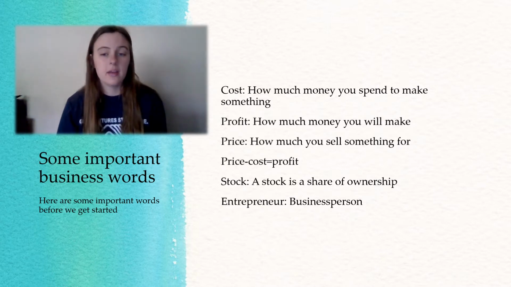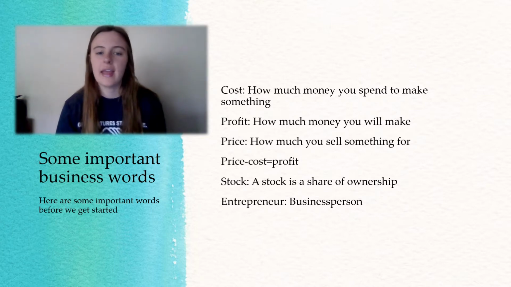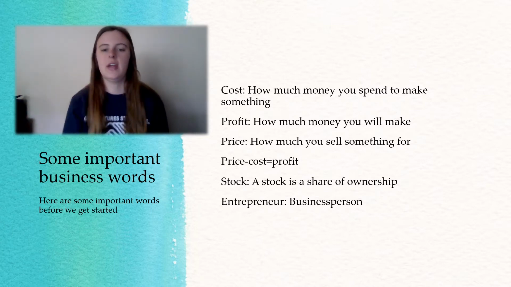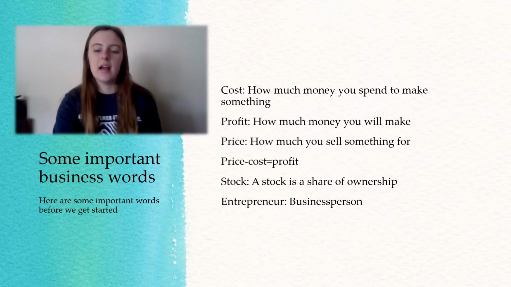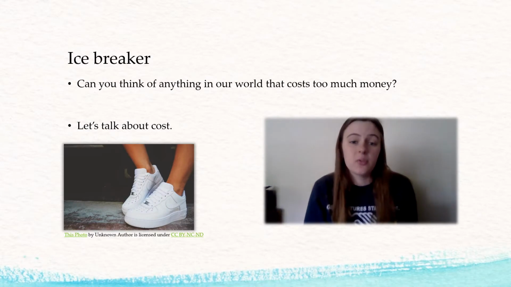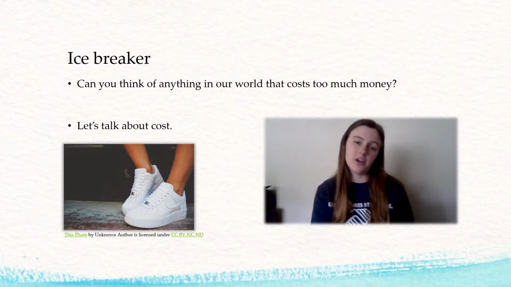Also, a stock. We might not talk about it too much, but just to have a basic idea, a stock is a share of ownership of a company. So if you have stock in Nike, you make a little tiny percentage of what Nike makes. And lastly, an entrepreneur is simply a business person. Remember, as we go through, I encourage you to fill out the Learn section of your KWL chart.